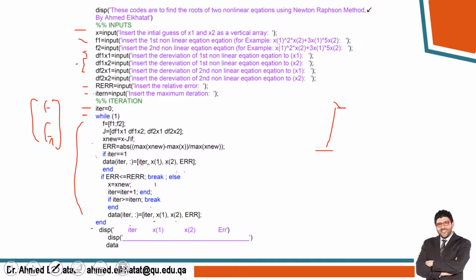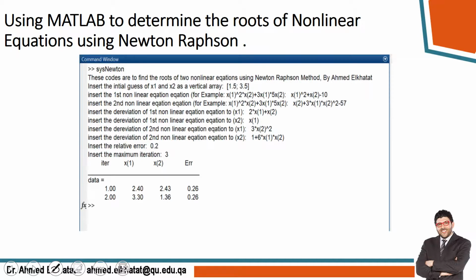Then we put these codes here just to show it in a good, pretty way, to display the data. We put our equations, and then our data will be like this. This is the iteration number, 1 and 2. x1 will be like this, x2 will be like this, and this is the error.